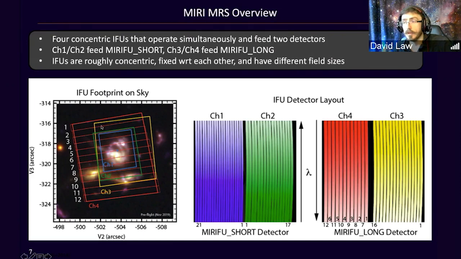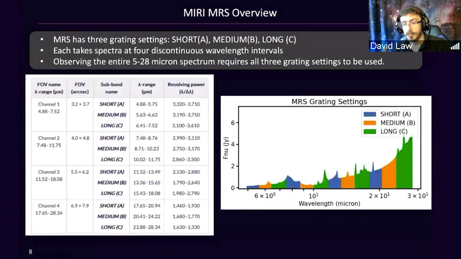They jointly feed 2 different detectors. So on the first MIRI detector, you have channel 1 and channel 2, one on one half of the detector, one on the other. And on the long wavelength detector, you have channels 3 and 4, also sharing that detector space. Similarly to NIRSpec, if you want to obtain the entire wavelength range, you need to do it with multiple grating settings. Unlike NIRSpec, though, these aren't one after another grating settings you need to take. They're kind of interleaved with one another.